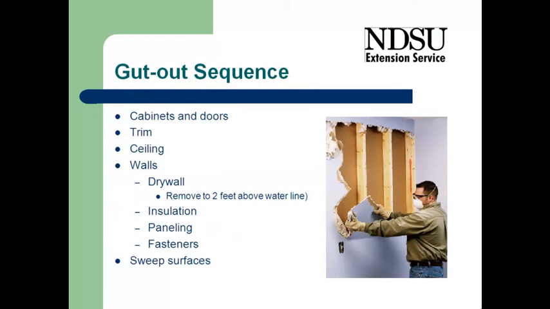This is the sequence that they typically recommend for actually going in and cleaning and removing the structural members that need to be removed from a flooded home. Take out the cabinets and doors first, because frequently, even if we can save the cabinet, we need to remove the wall board and things that were behind it. Remove the trim that is in the house. Pull down any ceiling materials that need to be removed, and then we start looking at the wall.